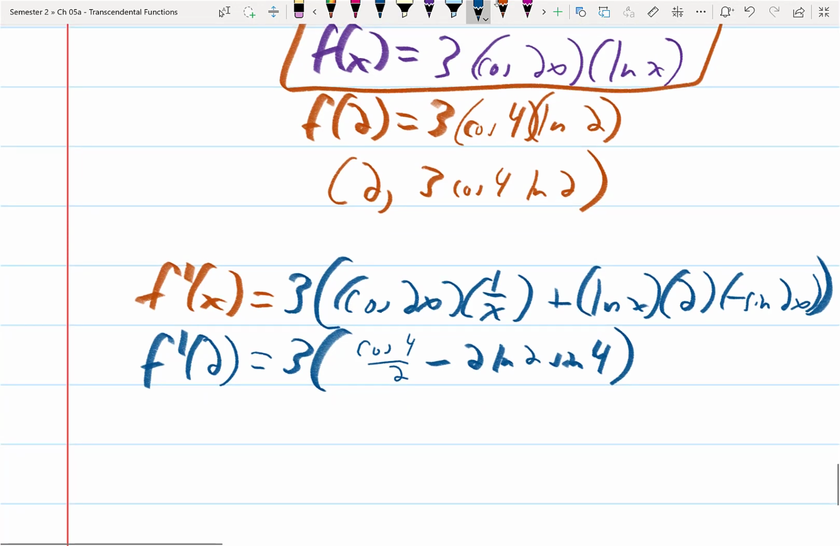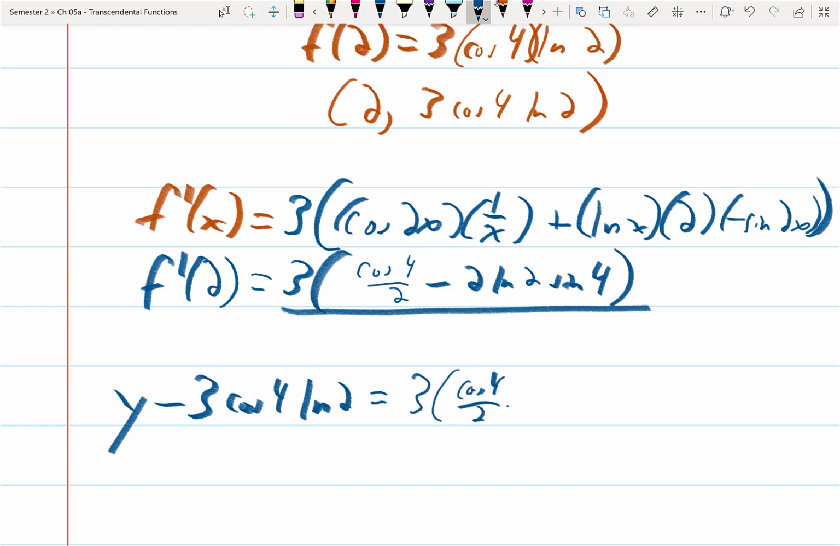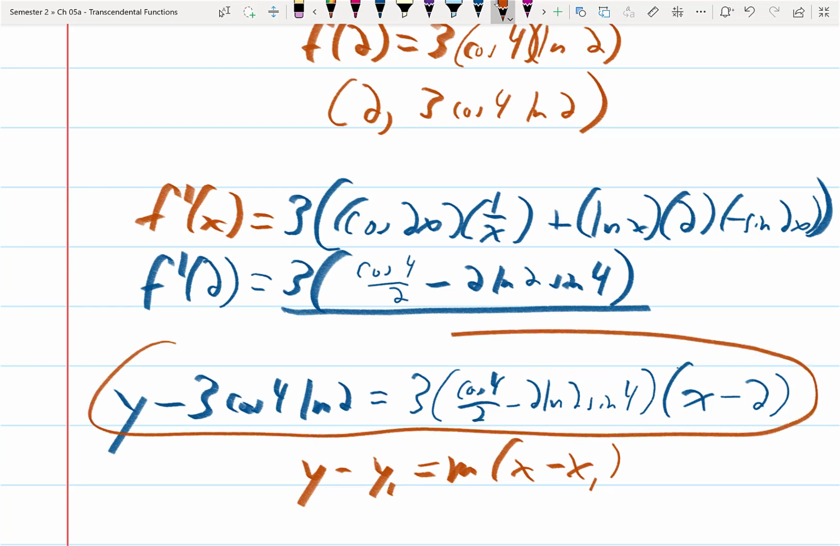So that's not a good one, because this is my slope. If I did point slope form on this, I'd do y minus 3 cosine 4 ln of 2 equals the slope, which would be 3 times cosine of 4 over 2 minus 2 ln of 2 sine 4, times x minus 2. And this is actually my point slope form of something this messy. y minus y1 equals slope times x minus x1. So this would be an exact answer without a calculator. And we're done.